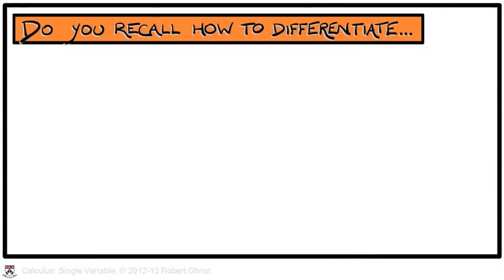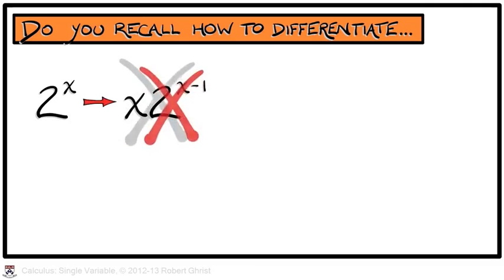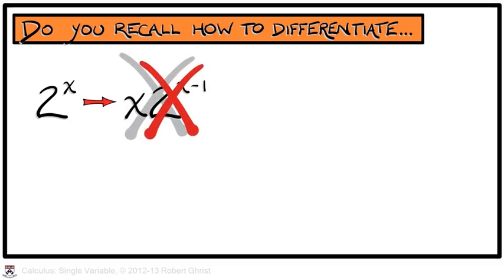Some derivatives do not follow from the basic rules that we've covered thus far. For example, what's the derivative of 2 to the x? If you don't recall, you may be tempted to write x times 2 to the x minus 1. That would be a mistake. That is not the derivative.